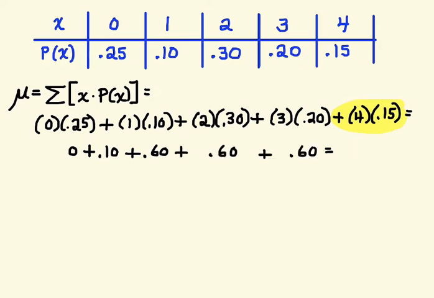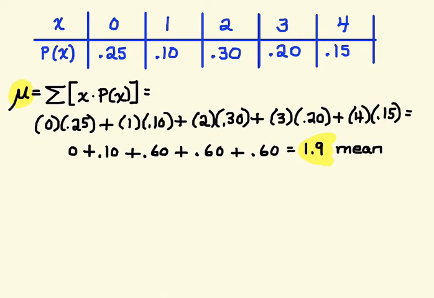3 times 6 is 18. And so this is going to be plus the 1. So this comes out to be 1.9. So let me highlight that 1.9 down here. Okay, so that 1.9 represents mu, our mean. This represents our mean, which is the average. It's also known as the expected value. So there's our mean, mu.